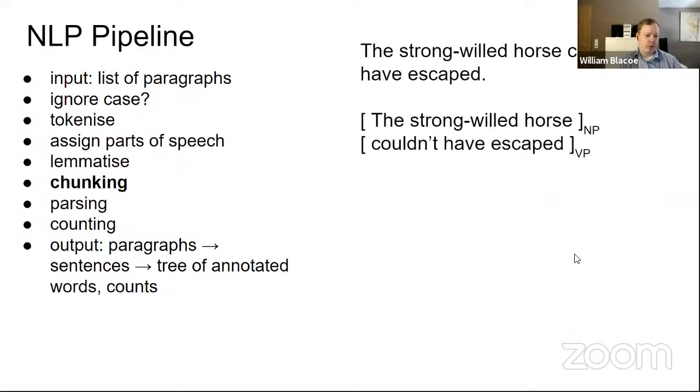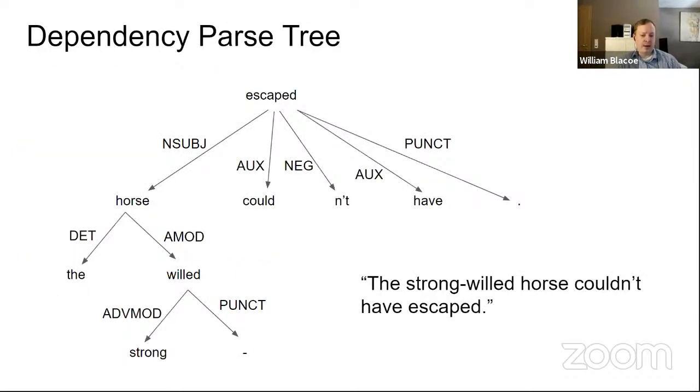Chunking is a shallow way of analyzing sentences and dividing them into noun phrases and verb phrases. But this is only a pre-step to parsing, so again, creating syntax trees. And there are lots of different ways of doing that.